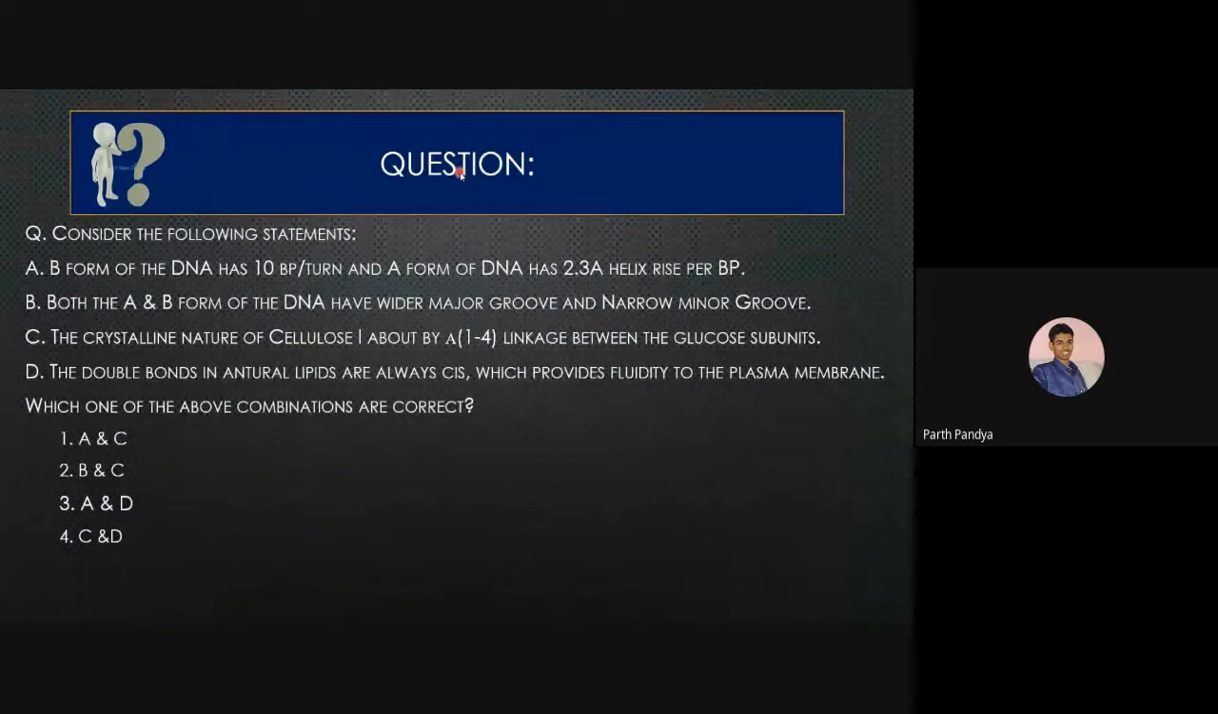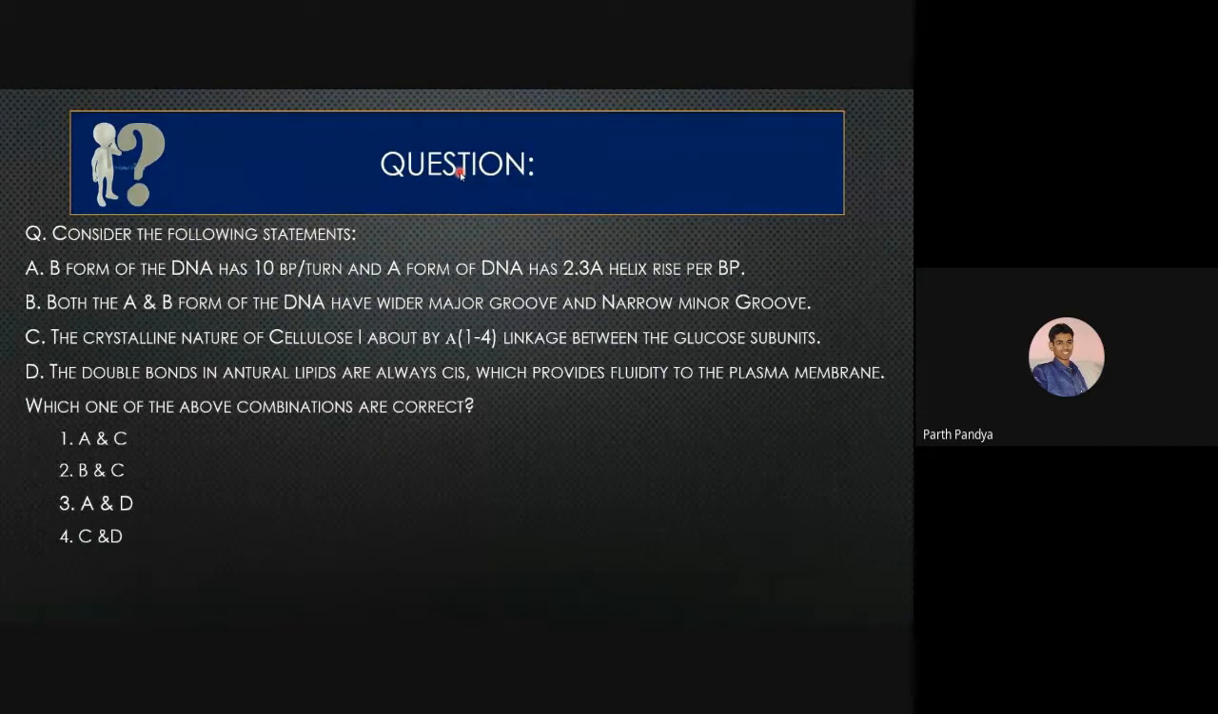Again, the question for A and B form. Consider the following statements. A form of the DNA has 10 base pair per turn, and A form of DNA has 2.3 Angstrom helix rise per base pair. Both the A and B form of the DNA have wider major groove and narrow minor groove.